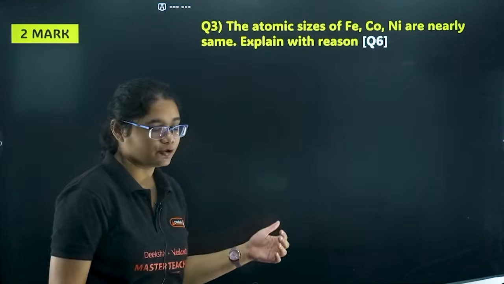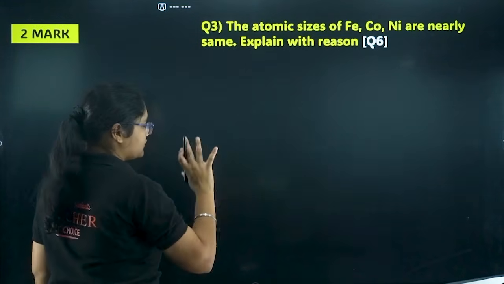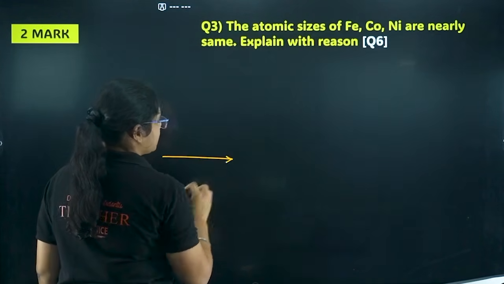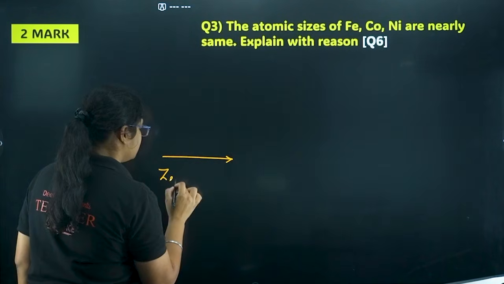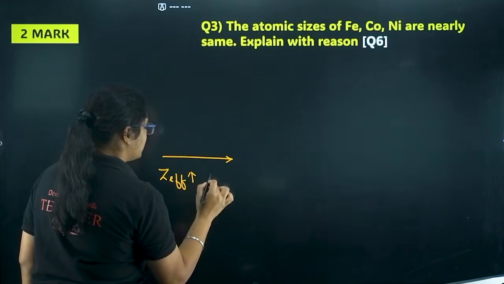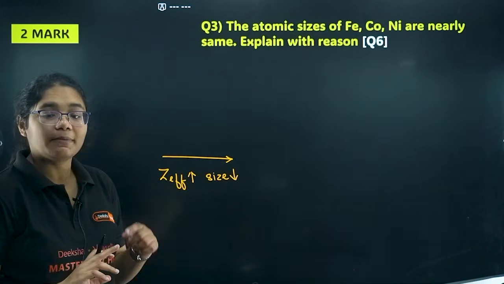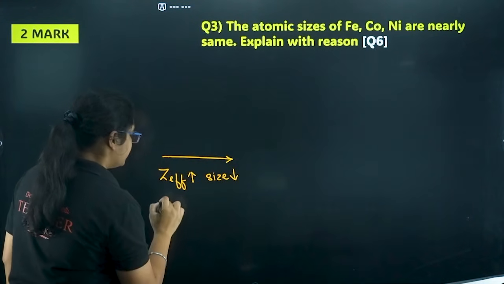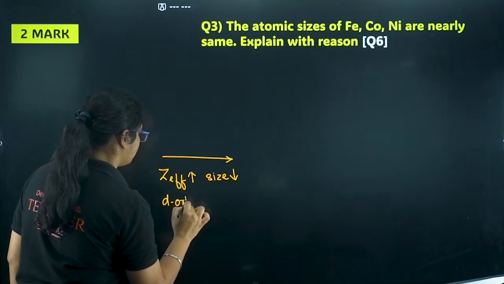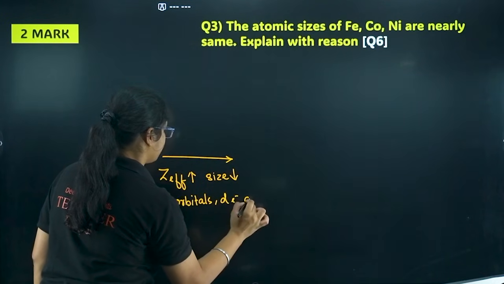Next, we have: the atomic sizes of iron, cobalt and nickel are nearly the same. Explain with the reason. Okay, now see what happens. Let us understand the size concept. As we move along the period, what happens? Effective nuclear charge increases, and that is why size decreases. Right, this is one factor, but there is another factor. As we move along the period, d orbitals are filled up, or I can say d electrons are filled.